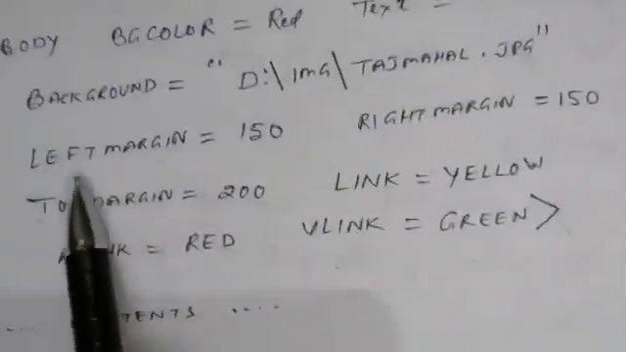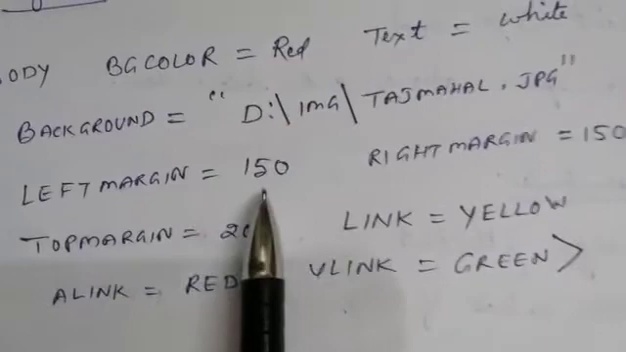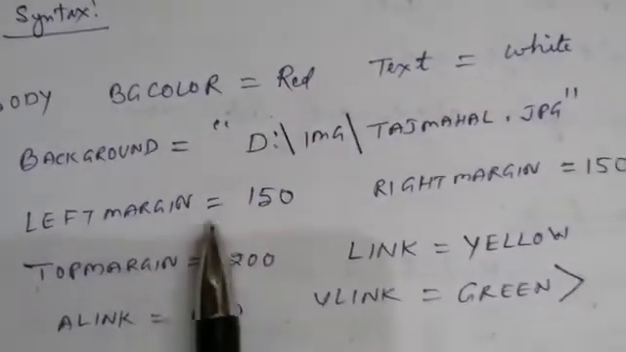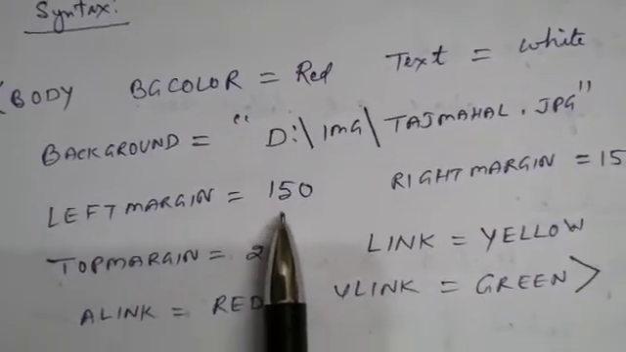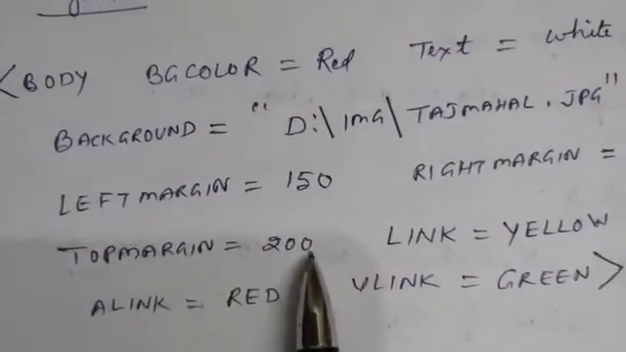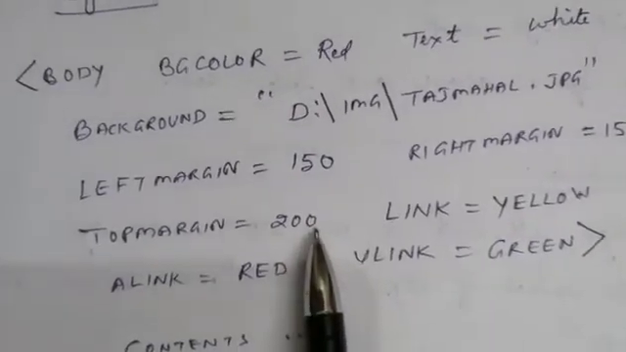If we write leftmargin equal to 150, as it is written here, this 150 is a value in pixels. So from the left side it will give a space of 150 pixels. From the top side it will give a space of 200 pixels. Likewise we can define it.